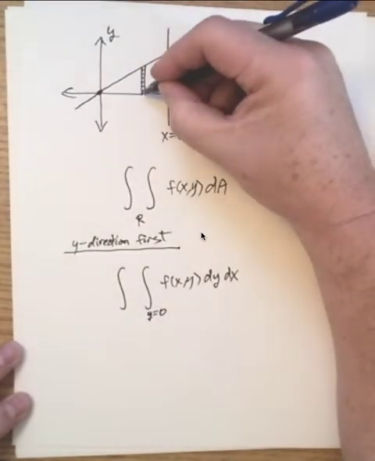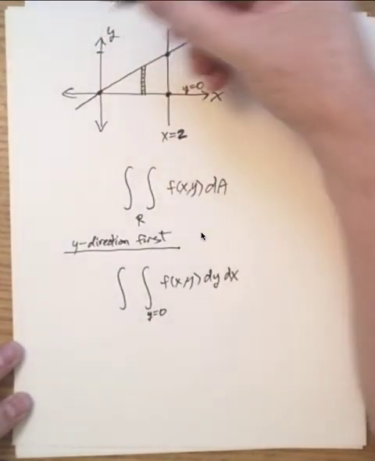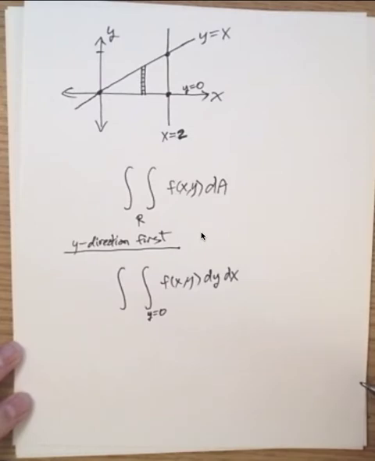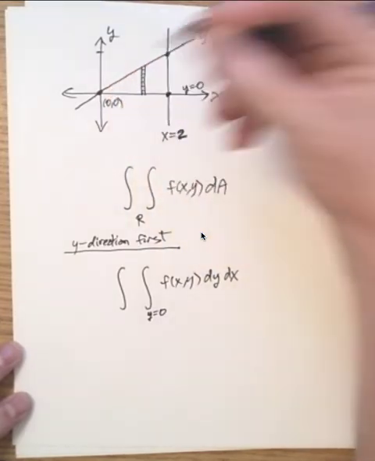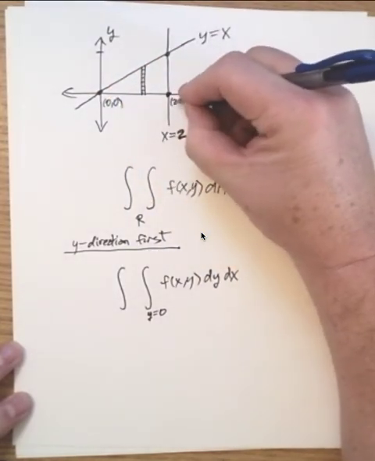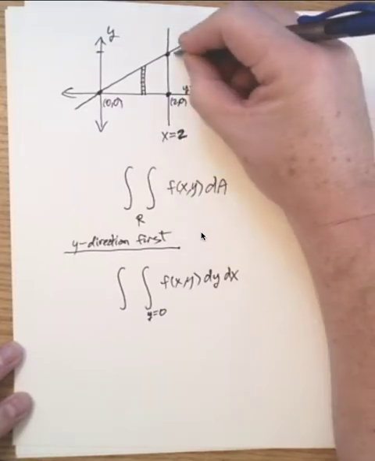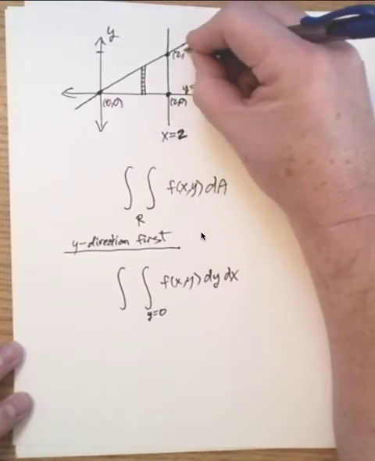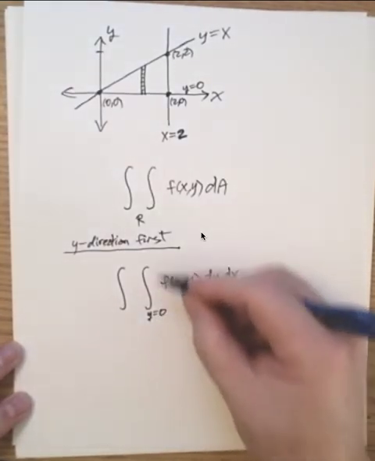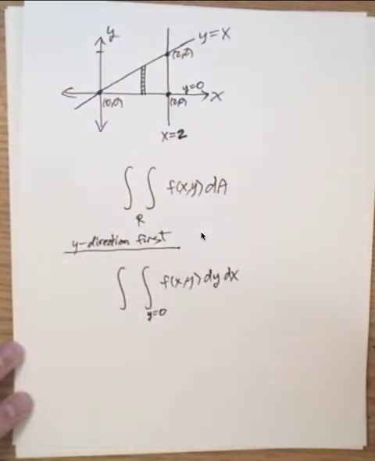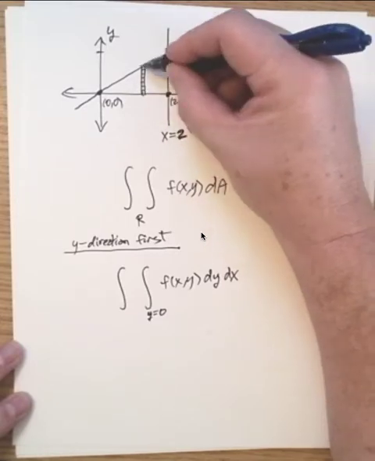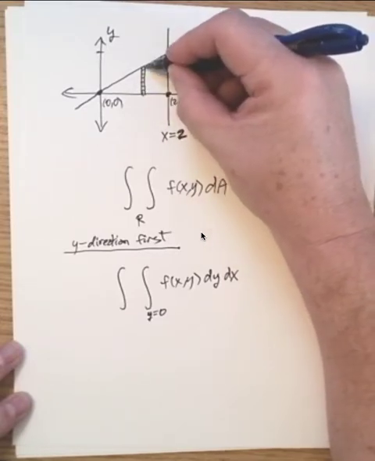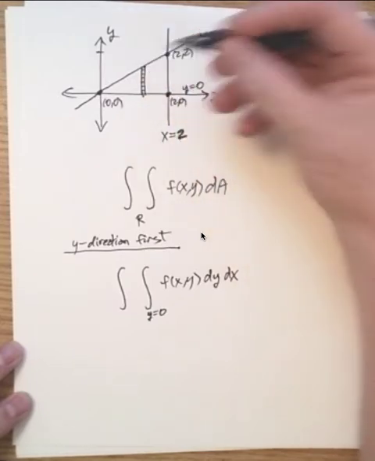And then, people, where is y going from and to? Some people tend to think this. Well, hang on a second. The corners of this triangle are 0, 0, 2, 0, and, because y equals x here, 2, 2. Oh, I see. Y is going from 0 to 2. No, it's not. Y is not going from 0 to 2. Y is going from what? 0 up to whatever x is. It's going from 0 up to x.